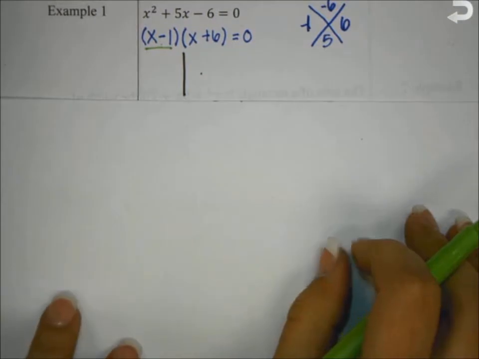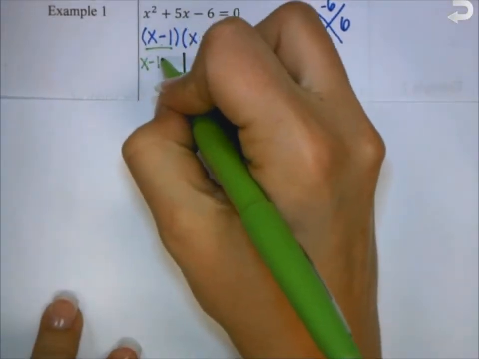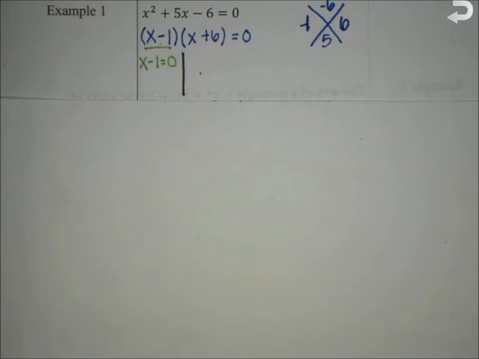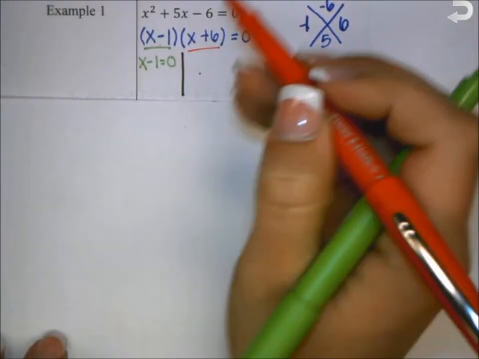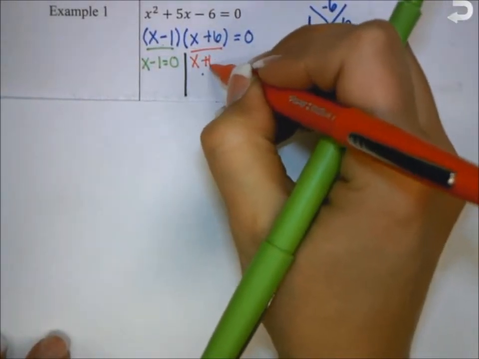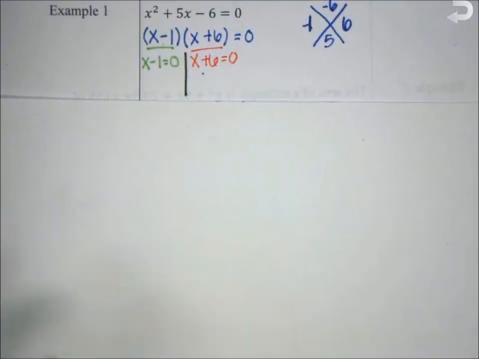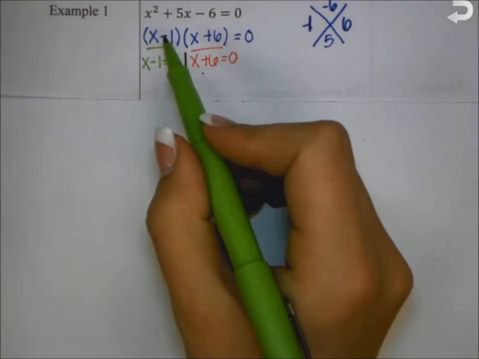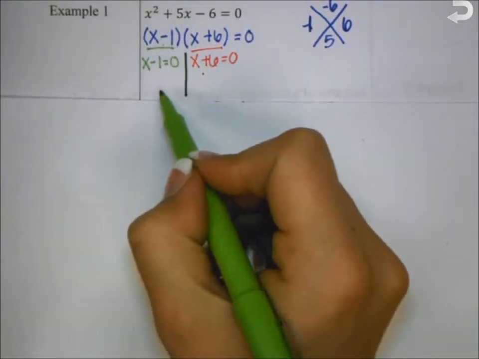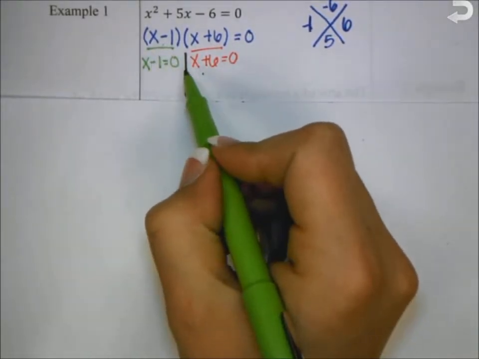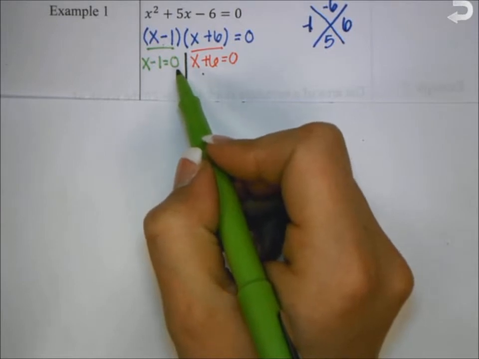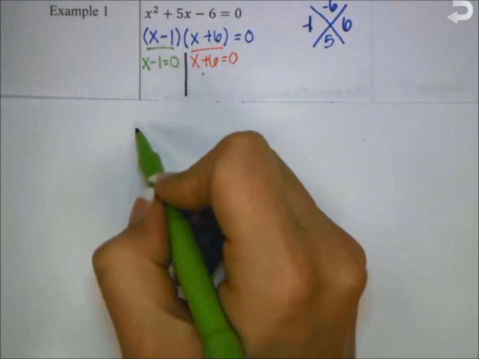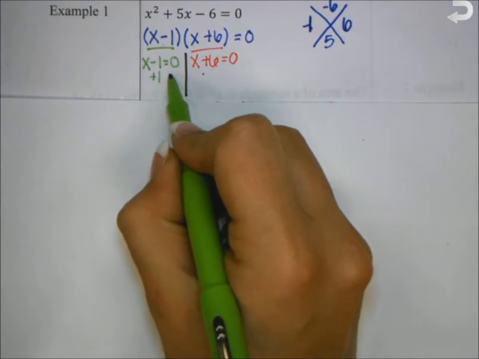And we're going to set x plus 6 equal to 0. Okay, our last step, step 4, is to solve for x. So I'm going to work on the green one first. X minus 1 equals 0. How do I solve for x there? I add 1 to both sides. So that gives me x equals positive 1.